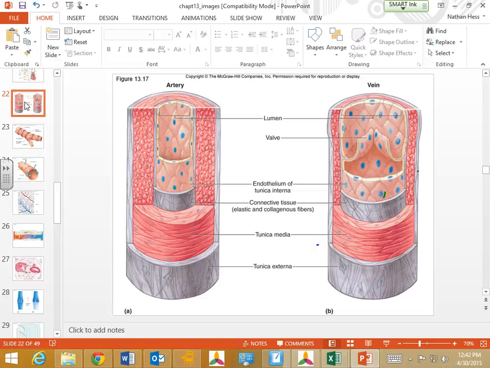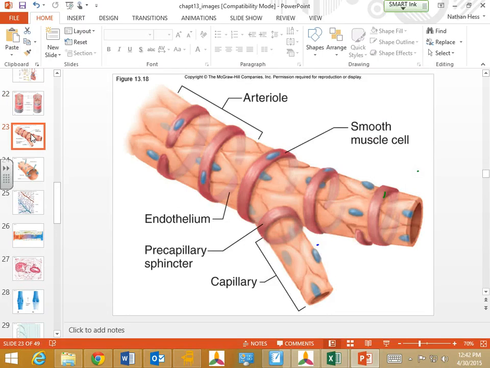Can you see this tunica media is thicker in the artery than it is in the vein? These arteries actually have muscle that goes around them and helps them to contract or dilate.